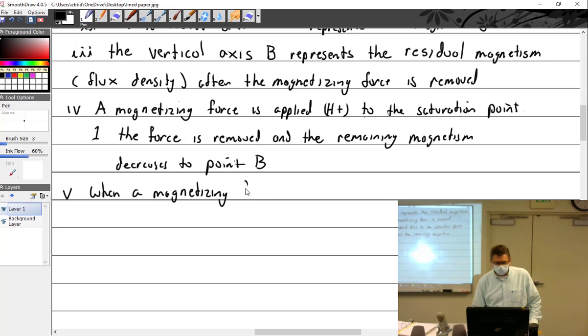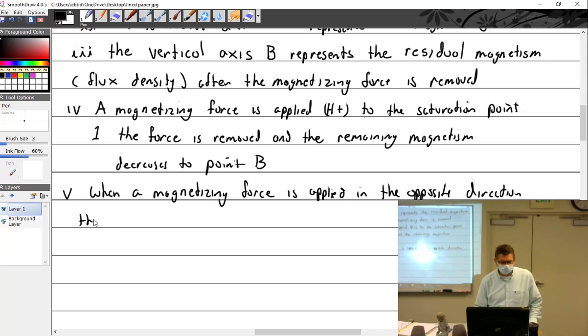When a magnetizing force is applied in the opposite direction, the process is reversed. And I don't think I need to write down the reversal of that process. It's the same thing, just me writing more. But now I can talk about demagnetizing.